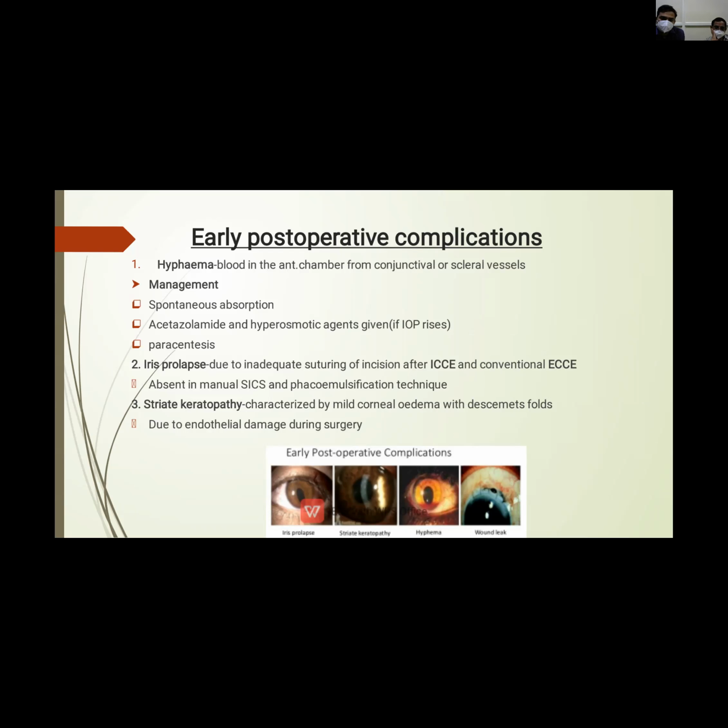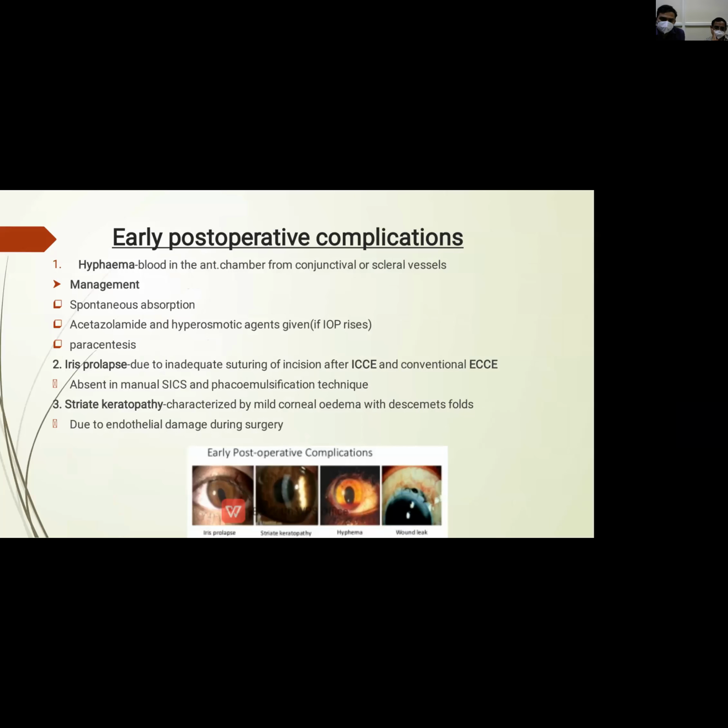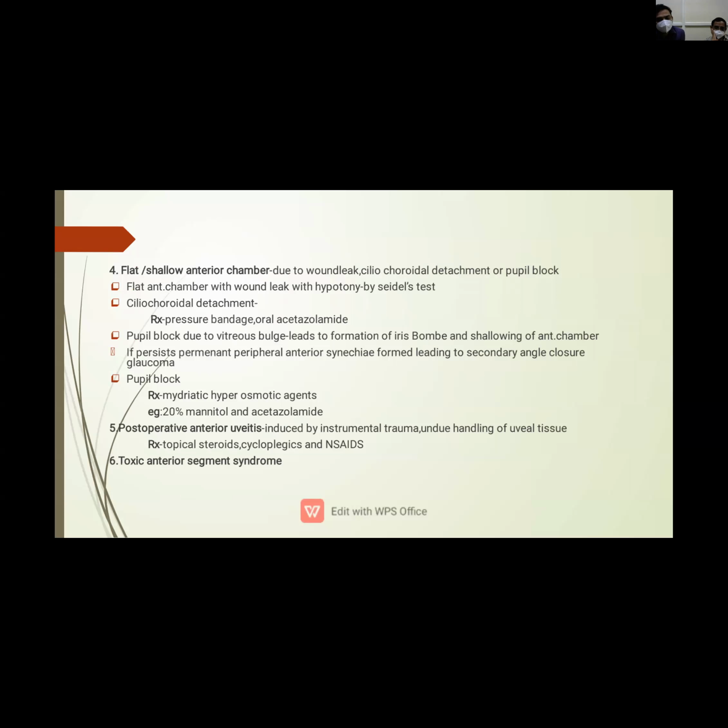Striate keratopathy, characterized by mild corneal edema with Descemet's folds. It is mainly due to endothelial damage during surgery. Flat or shallow anterior chamber. It is a rare complication, rarely due to wound leak, ciliochoroidal detachment or pupil block. Flat anterior chamber with wound leak with hypotony can be tested by Seidel's test.